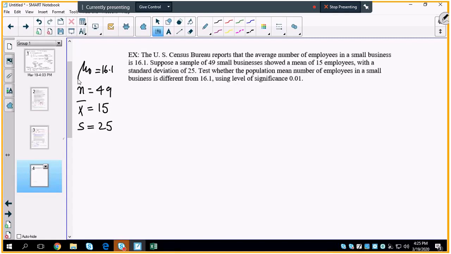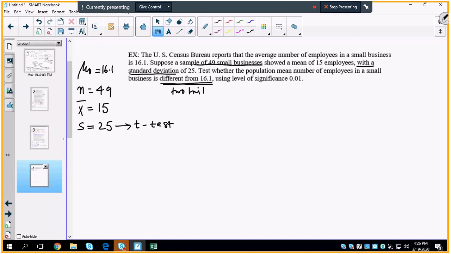Why do I say S, not sigma? Because it says with a standard deviation, which is coming from the sample of 49 small businesses. So it's a sample standard deviation. As soon as I have read that, I will say I do t-test. Test whether the population mean number of employees in small business is different. See, it didn't say greater or less, it said different. So you do two-tail or both-tail test. And at the level of significance of 0.01.